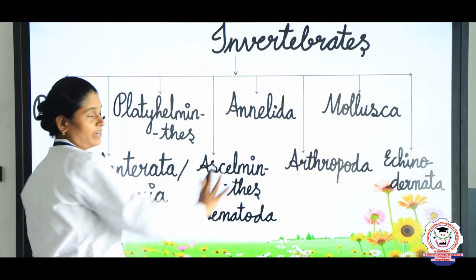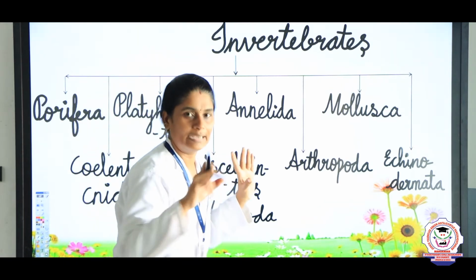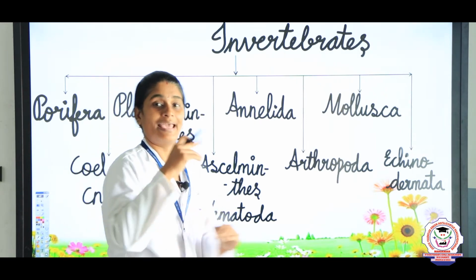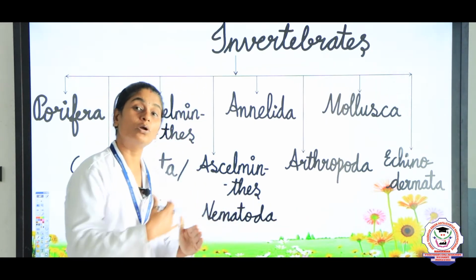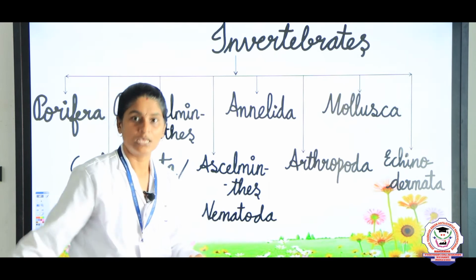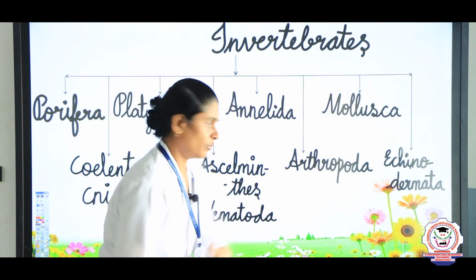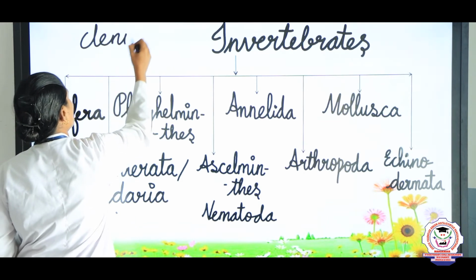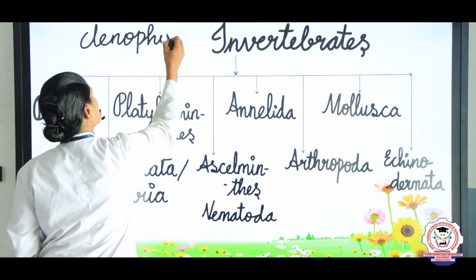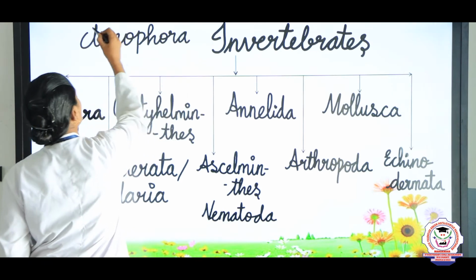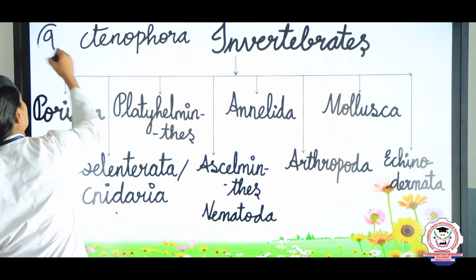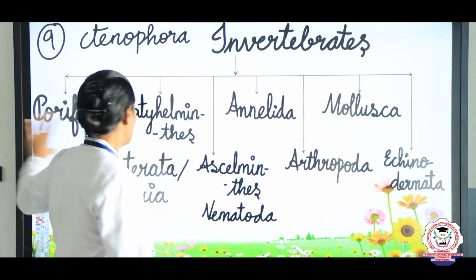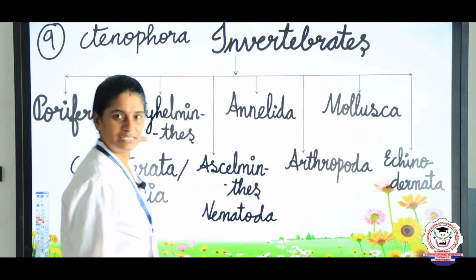This is given in your book as 8 classifications, right, but you have another classification, the 9th one. Recently they have added one more phylum to the invertebrates. It is known as Tenophora. So, this is the 9th one they have recently added. Okay. So, 8 is your basic thing, right.